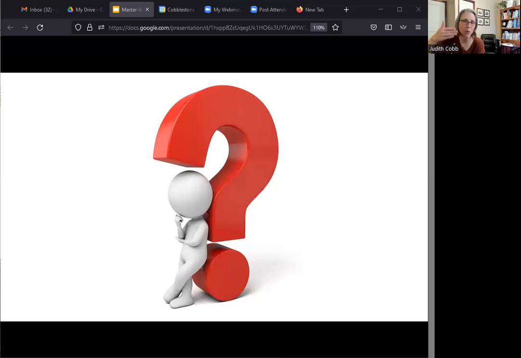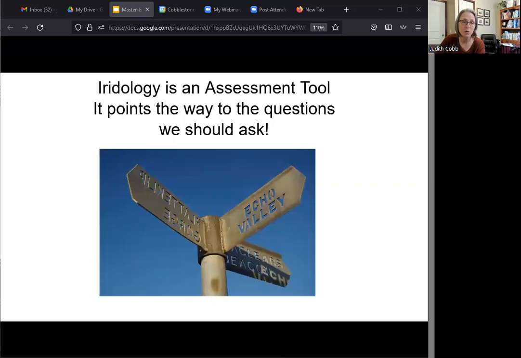So giving them everything we know right now is the wrong answer. They don't want all of our years of information. They want the wisdom we've gained. And that means we can distill down the information that we need to give them to what they need to know right now, right? Simplify, simplify, simplify. So in order to do that, we need to remember that iridology is an assessment tool. It's not a diagnostic tool. It points the way to the questions we should ask. It guides our questions, it guides our discussion, and it helps us to focus in, to laser in on what's essential for that client in this moment.